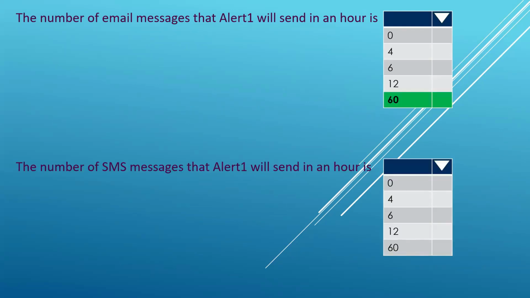Now the next one is the number of SMS messages that alert 1 will send in an hour is, the options are same 0, 4, 6, 12, 60. You can't send more than one SMS every 5 minutes, so you will be able to send a maximum of 12 SMS in an hour. The rate limits that apply to alerts, apart from the SMS one already mentioned, are you cannot make more than one voice call every 5 minutes, and you cannot send more than 100 emails in an hour.